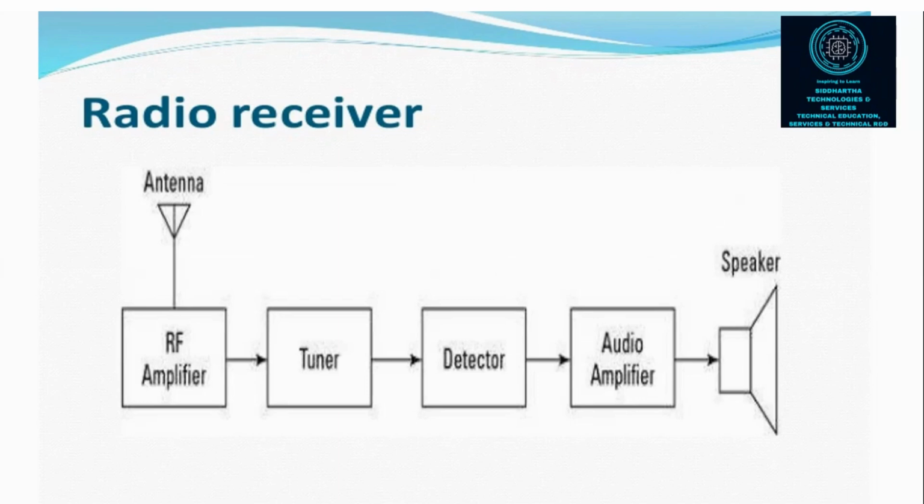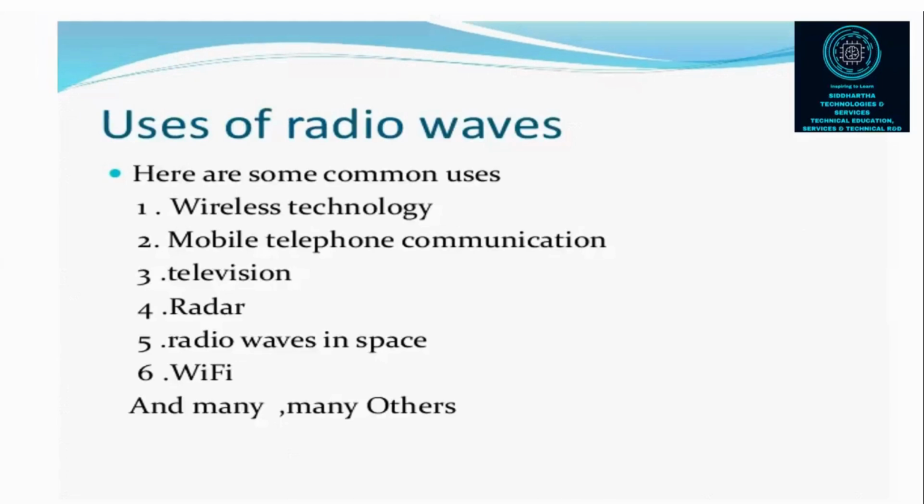The RF signal comes first to the antenna, then to the amplifier, then to the tuner, then the detector. The detector is a diode that separates. That means we don't want the RF frequency, we want only the original frequency, the original sound or video, whatever information you want, and you can take it out from here. That section is called the detection section. After that, the audio amplifier or video amplifier will be there, and finally it will come to the speaker.